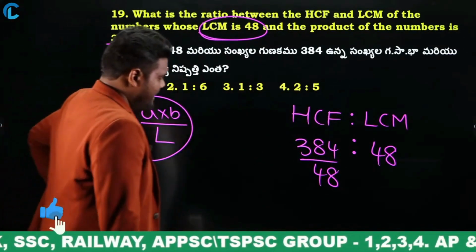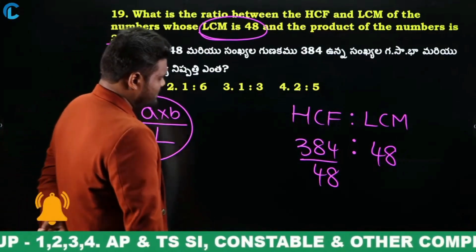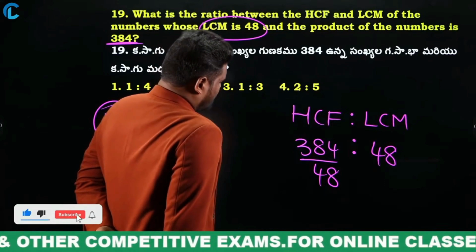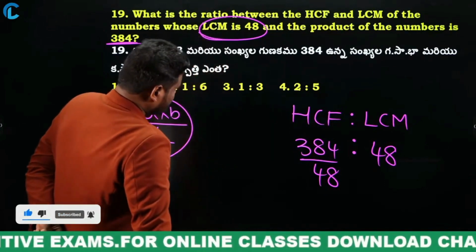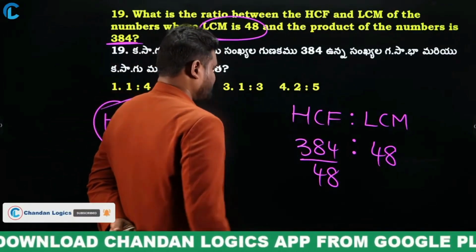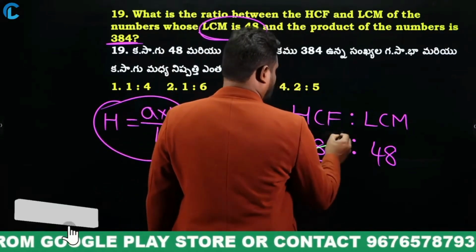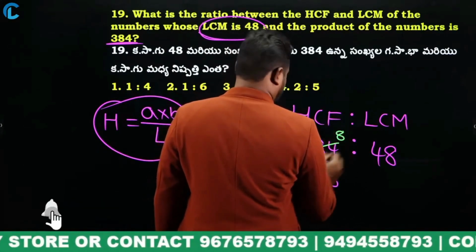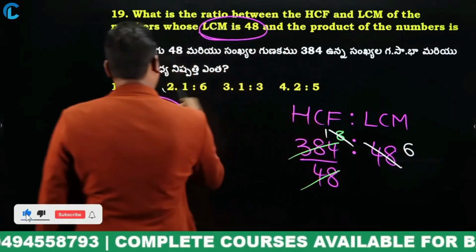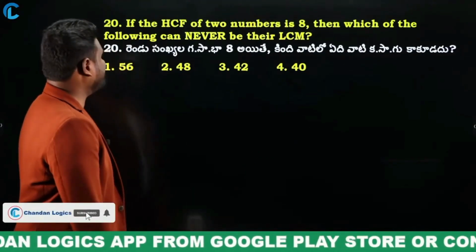How many times will it cancel? Just look at this. 48, 8 times, if you observe, this will be 320 plus 64, 384. So 8 times. Next, 8 table cancels here how many times? 1 time. 8 table cancels here how many times? 6 times. So the ratio will be 1:6.